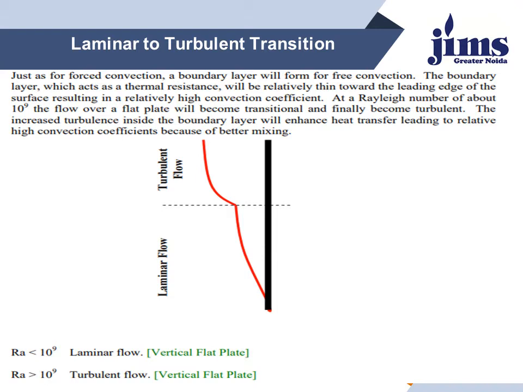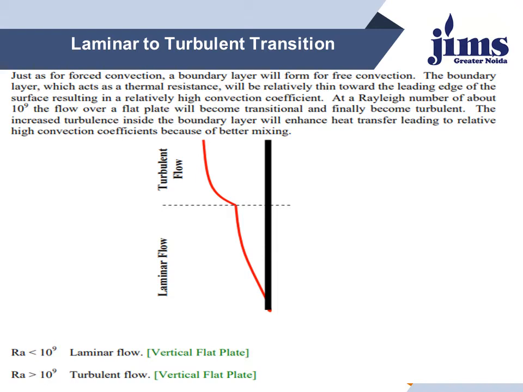But in case of a vertical flat plate, we use another dimensionless number, which is known as the Rayleigh number. If the value of the Rayleigh number is less than 10 to the power 9, the flow is laminar, and when the Rayleigh number is greater than 10 to the power 9, the flow is turbulent. The Rayleigh number is very important in case of free convection, and it is a function of the Grashof number and Prandtl number.